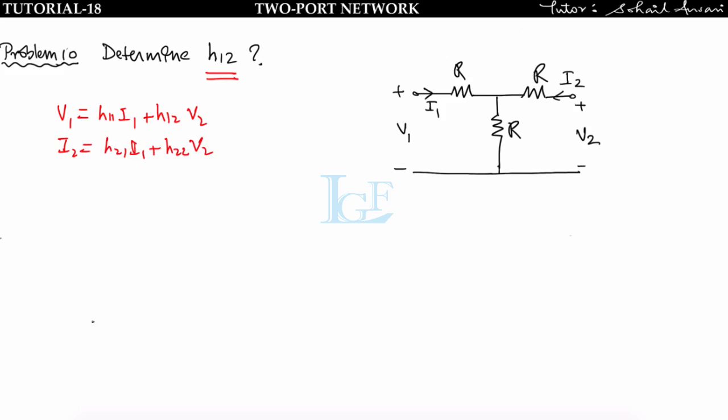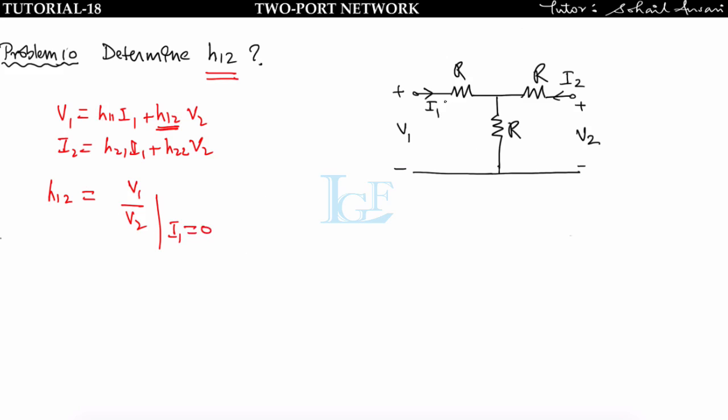Okay. Now we have to find the H12. What is H12? This is H12. So we can write H12 is equal to V1 upon V2 when I1 is equal to 0. Put I1 is equal to 0 here, you will get this 0 value. So H12 is equal to V1 upon V2.